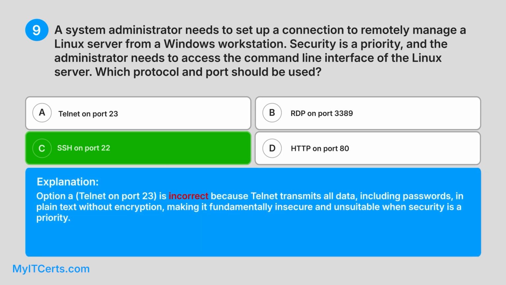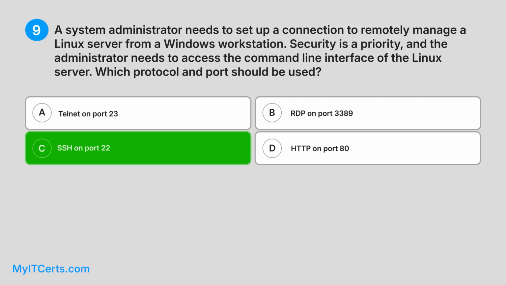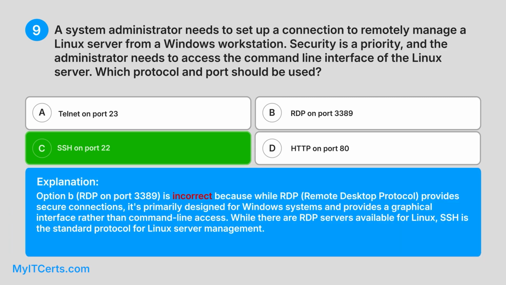Option A, Telnet on port 23, is incorrect because Telnet transmits all data, including passwords, in plain text without encryption, making it fundamentally insecure and unsuitable when security is a priority. Option B, RDP on port 3389, is incorrect because while RDP, Remote Desktop Protocol, provides secure connections, it's primarily designed for Windows systems and provides a graphical interface rather than command line access. While there are RDP servers available for Linux, SSH is the standard protocol for Linux server management.